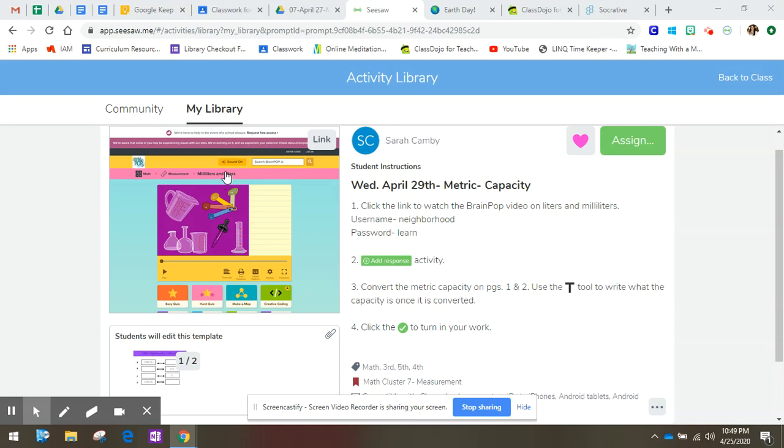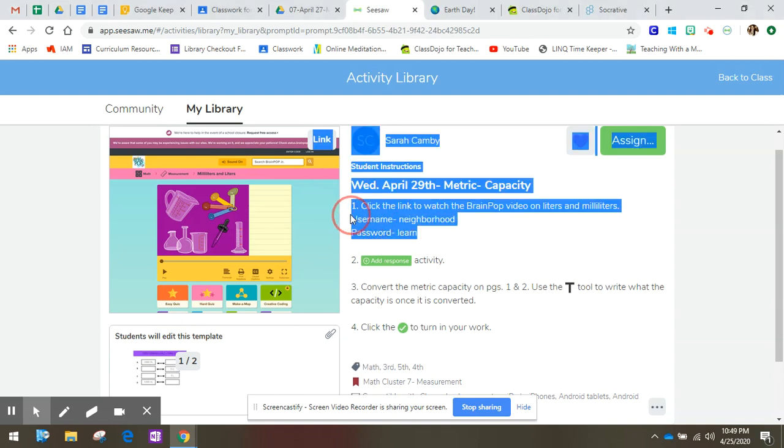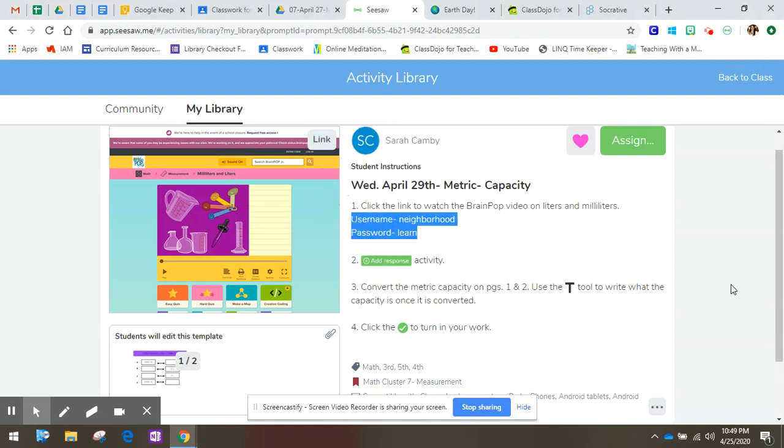The video on the left is a BrainPOP video, and you have to have a username and password for it. And right here on your screen is the username and password. Remember, it's neighborhood and learn to get on that website. So you'll go watch the video on milliliters and liters because that is the unit we're going to be working with today.